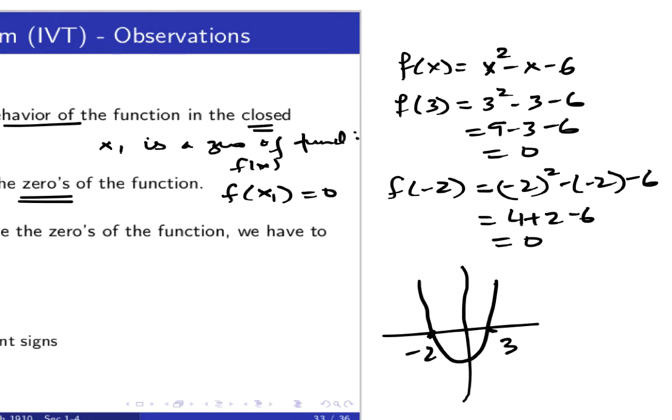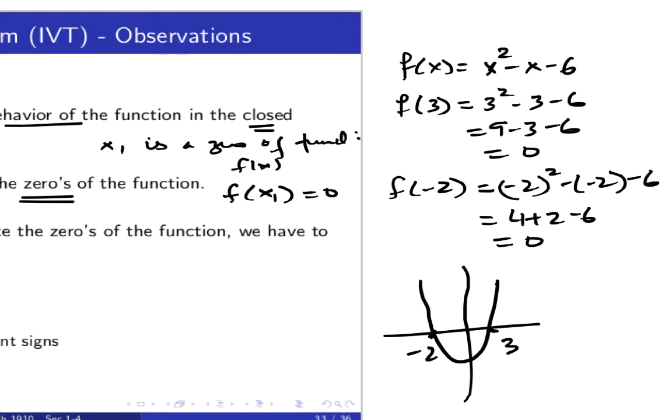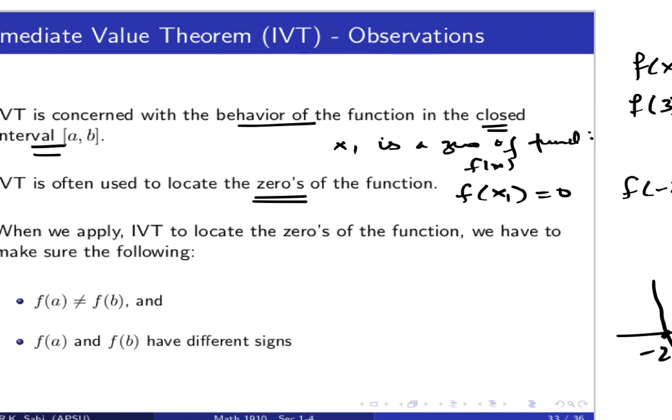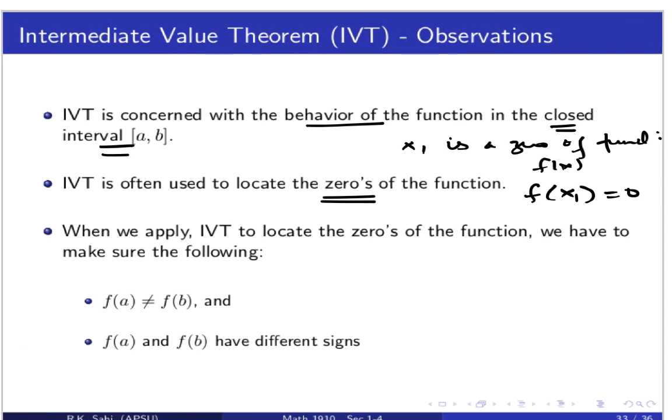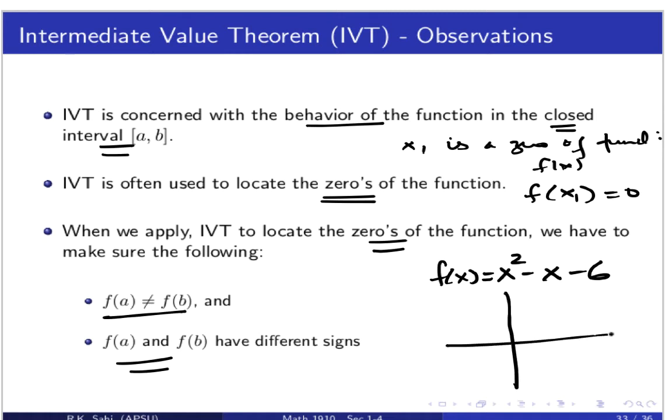And as I said, later on we will be using this IVT to find the zeros of the function. Also, when we apply the IVT to locate the zeros, we have to make sure of one of the most important things: f of a not only should be not equal to f of b, the signs should be different. For example, we just had this example of f of x equals x squared minus x minus 6. And notice what it basically means: if I'm having a graph here, this is minus 2 and 3.